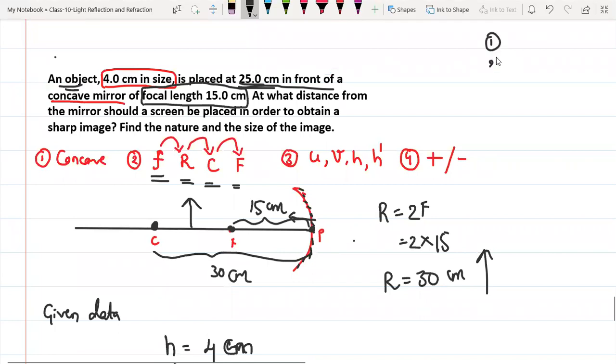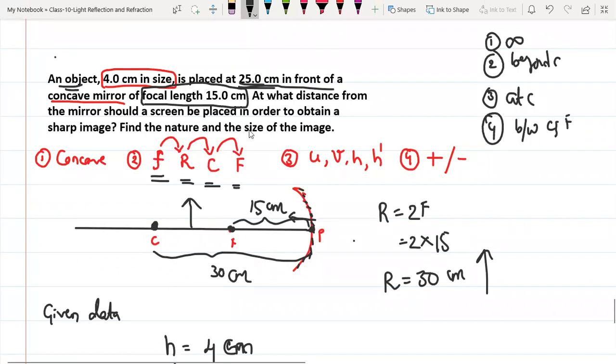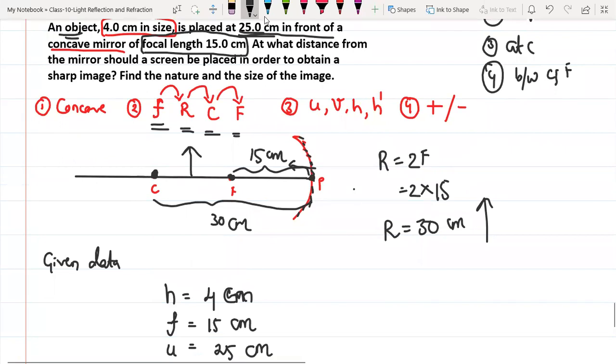Placed at infinity. Second position, placed beyond C. Third position, placed at C. Fourth position, placed between C and F. Guys, when the object is placed in between C and F, where is the image formed? Image is formed beyond C. Do you remember? Image is formed beyond C.